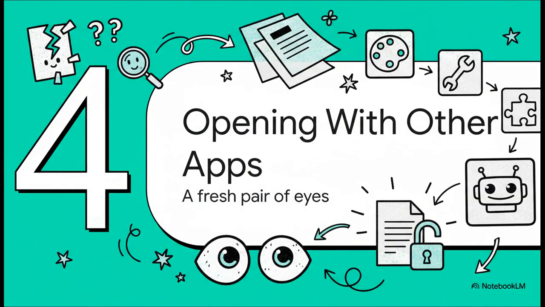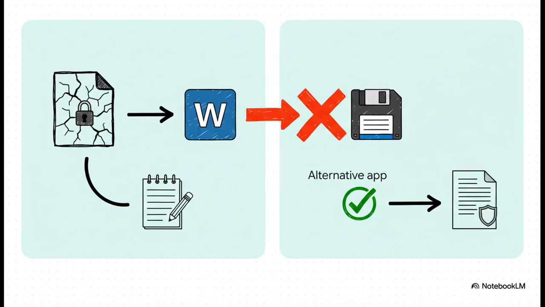So what if Word's own tools can't even fix it? Well, that brings us to Section 4, opening with other apps. The idea here is simple. Sometimes all you need is a fresh pair of eyes to look at the file. We've got 2 main approaches here. First, try a different word processor altogether, something like Apache OpenOffice, which is free, or even Apple's TextEdit. They use different ways to read Word files, and sometimes they can succeed where Word itself fails.